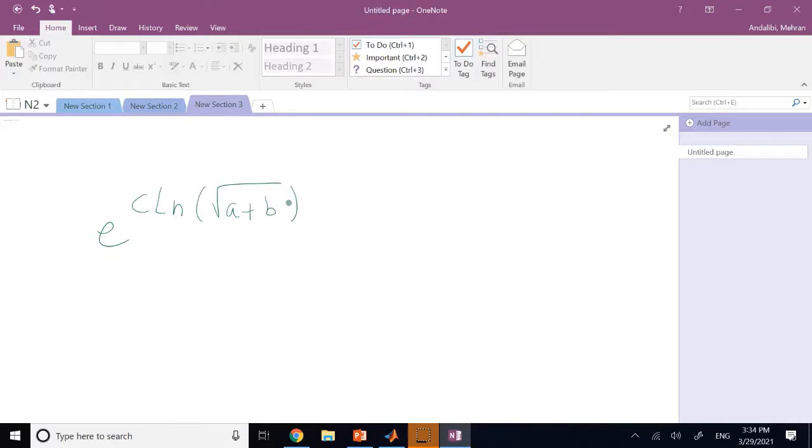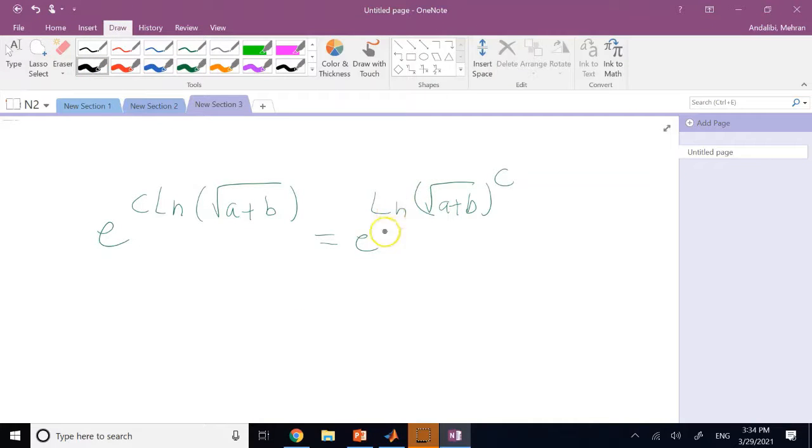So it's this guy, right? And you know the c can go to the natural log, be like a power, correct? So this is the same as e to the natural log of square root a plus b, the whole thing to the power c. And then, you know, these two are inverse functions, natural log and e. So the result is going to be simply square root a plus b to the power c.